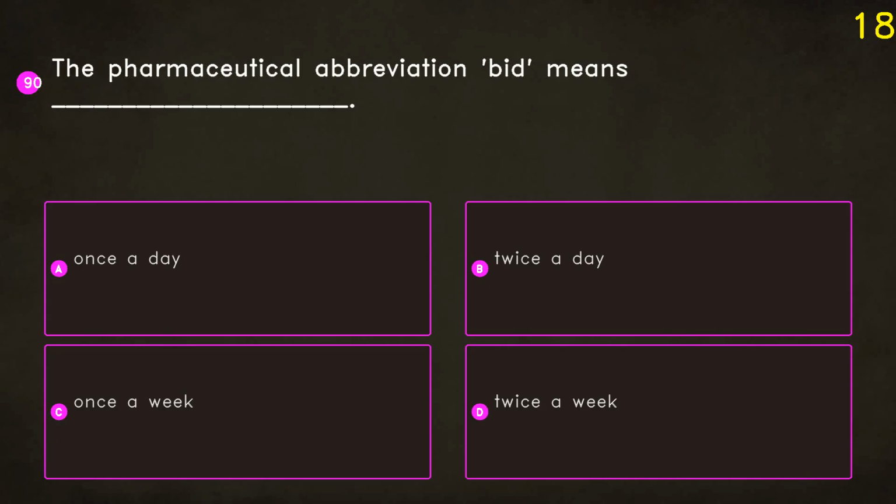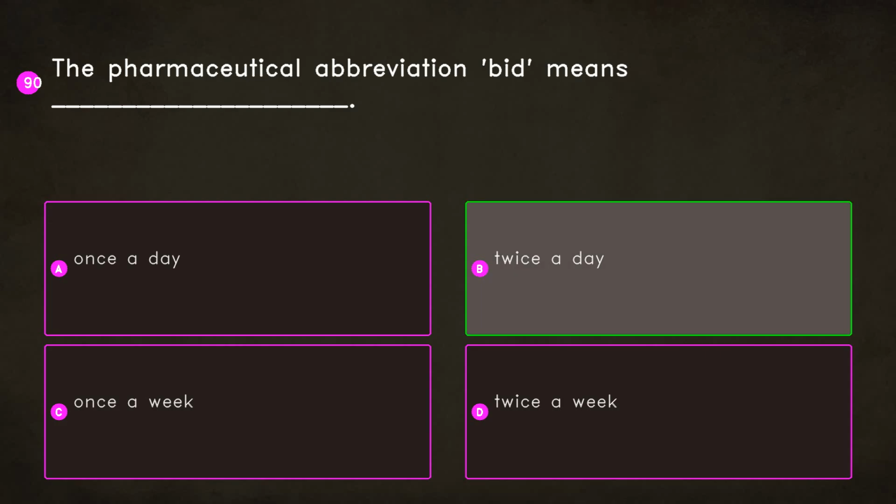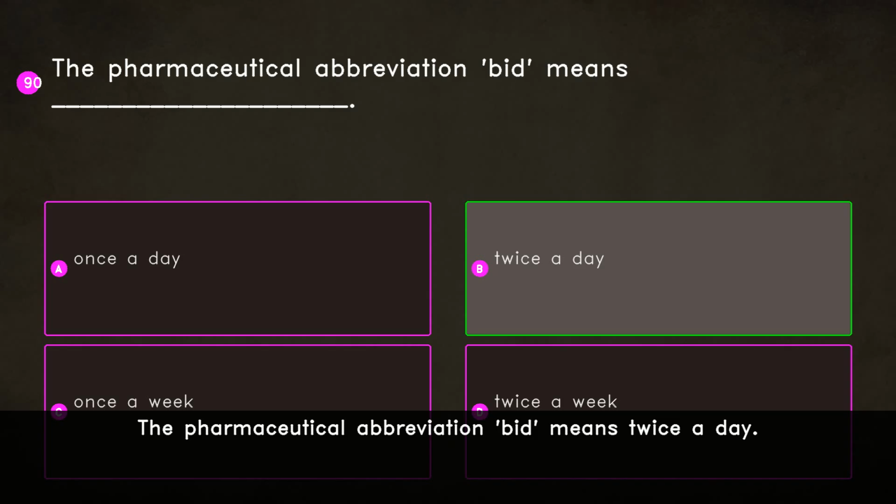Question 90. The pharmaceutical abbreviation BID means blank. A. Once a day. B. Twice a day. C. Once a week. D. Twice a week. The correct answer is twice a day. The pharmaceutical abbreviation BID means twice a day.